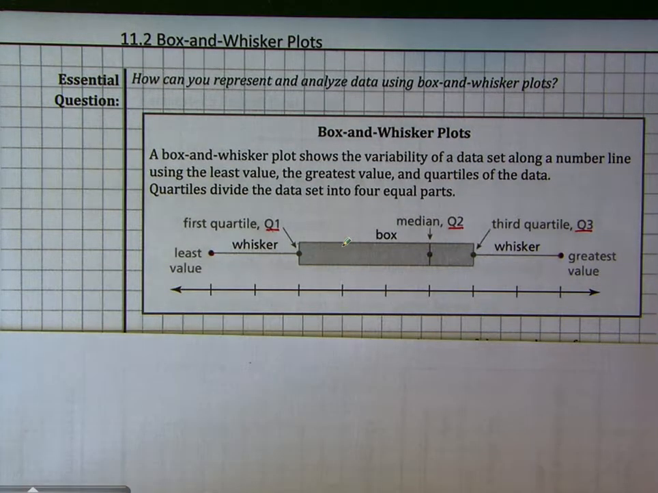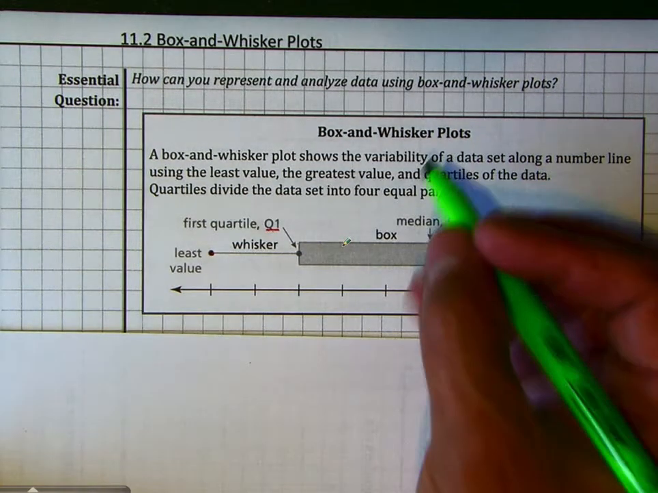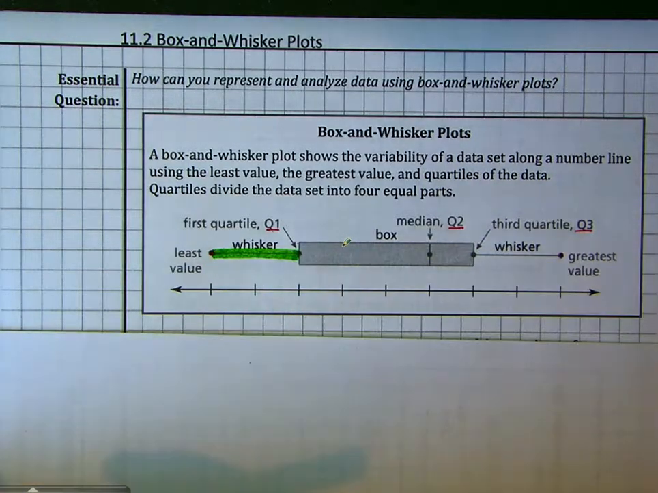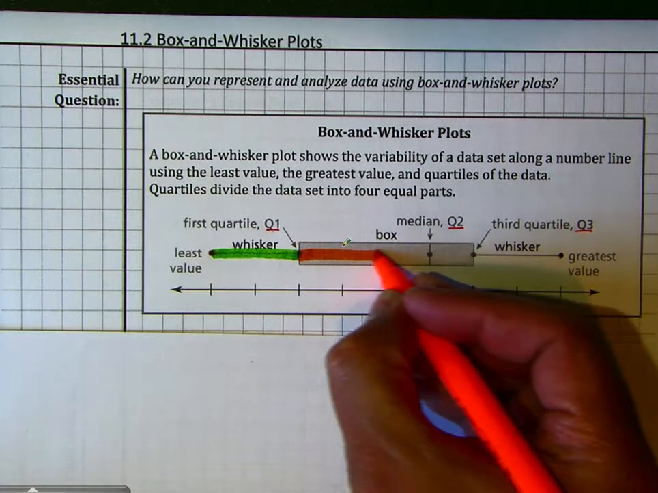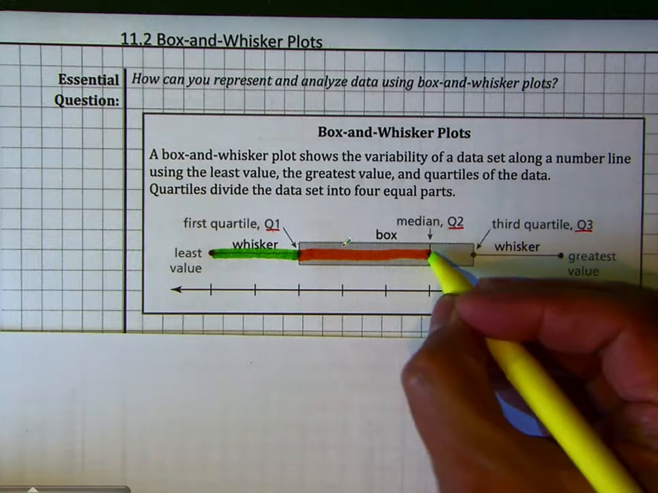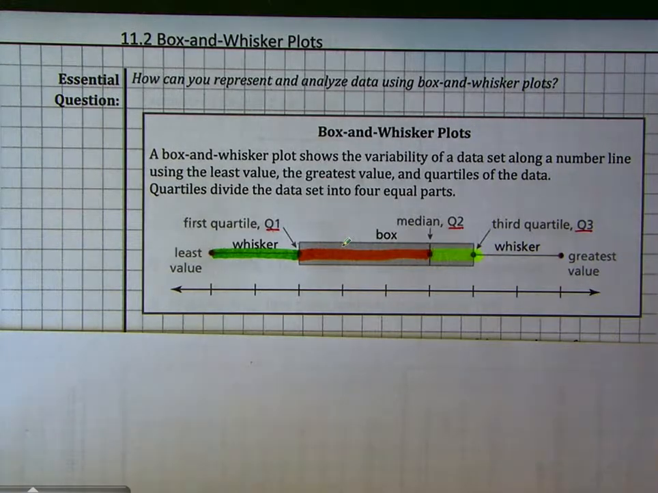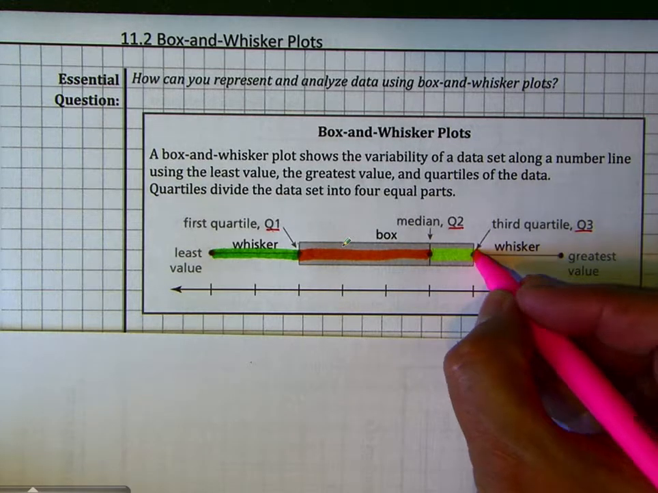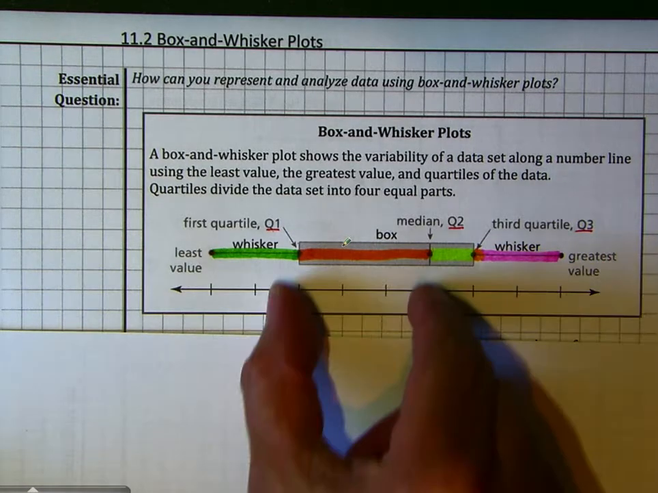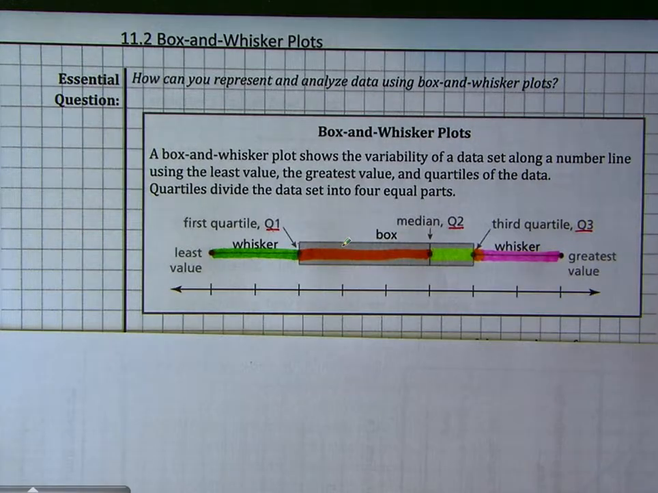Now, one of the things that we're going to be doing on the back is that it does divide it in 4 equal parts. So this is my first section. This is my second section. This is my third section. And this is our fourth section. And this is key in a box and whisker plot, knowing that there are 4 equal parts, even though this one seems to be larger. Once we go through example number 1, you'll see that they actually have the same amount of data points. But let's start with number 1.